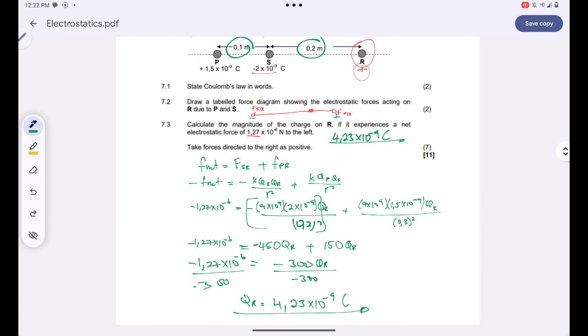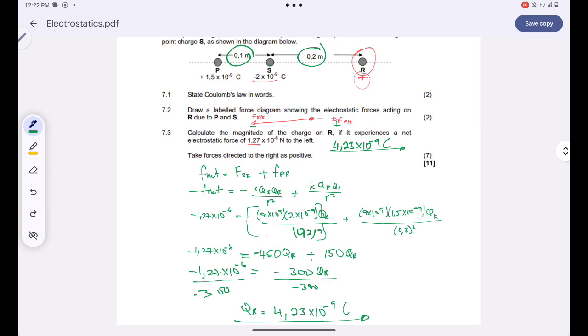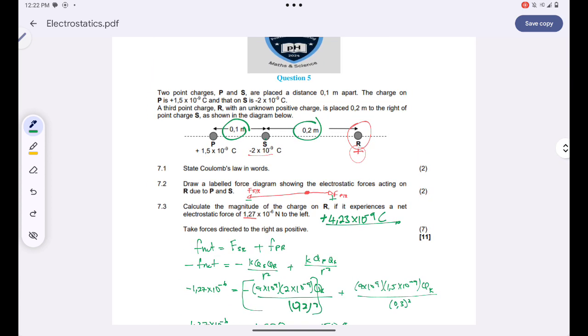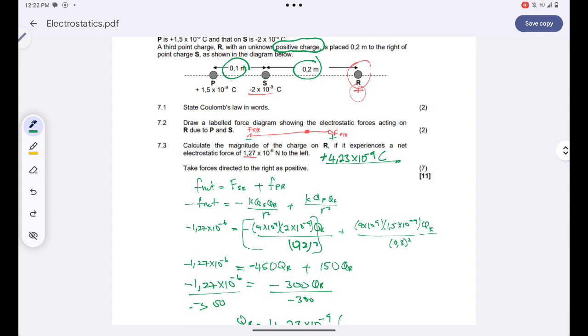That's how, guys, you're supposed to tackle that question over there. And it's positive. Please remember that it is positive, because I think we're told that point R is a positive point charge. So that's how, guys, you're supposed to tackle that question.